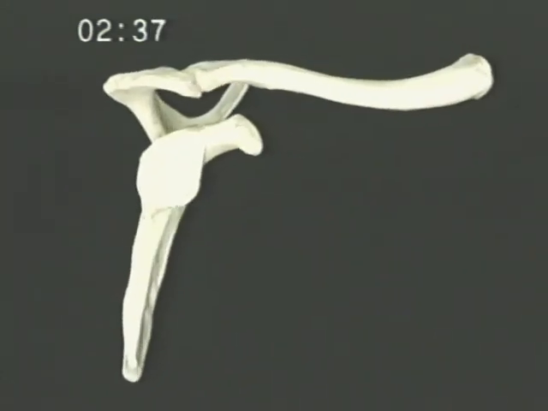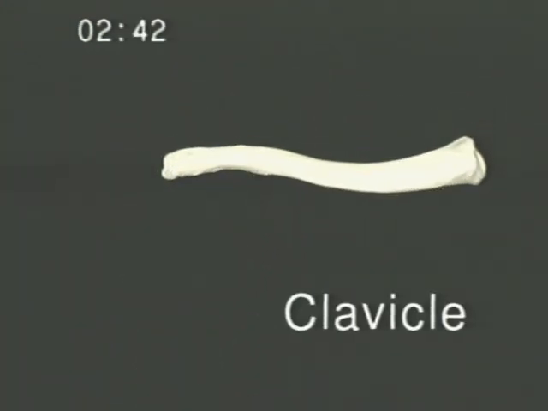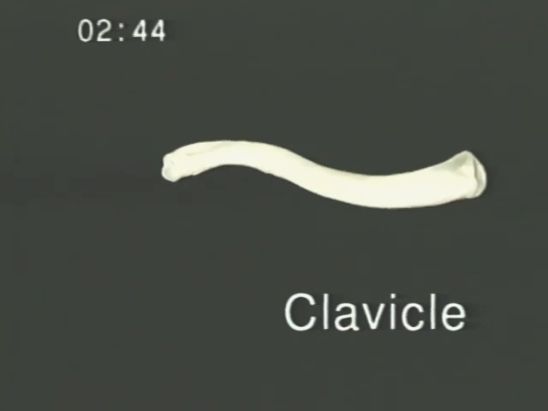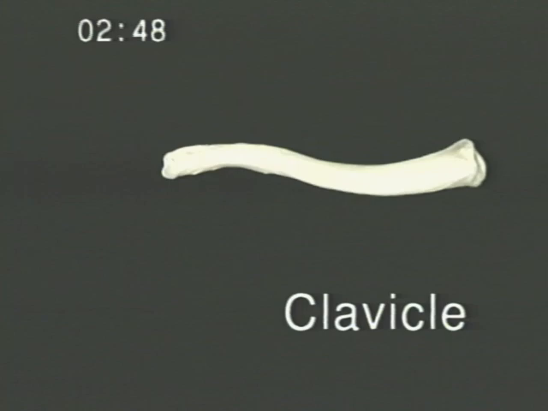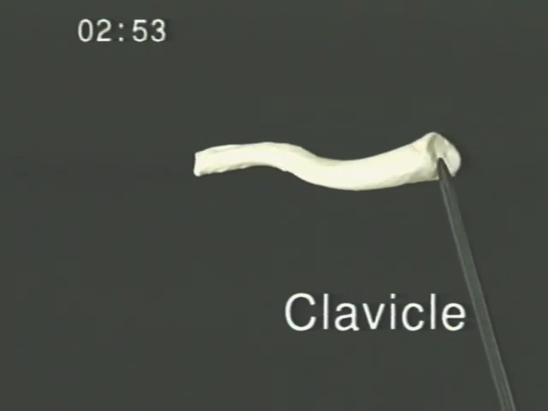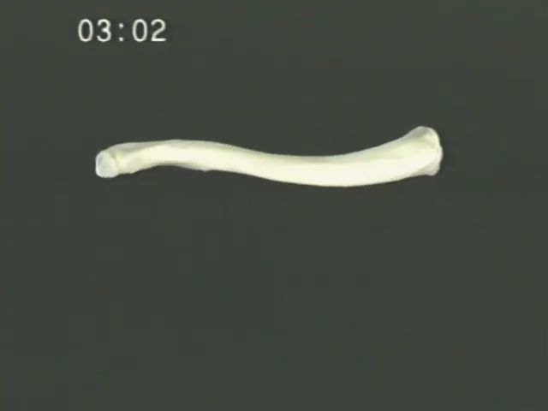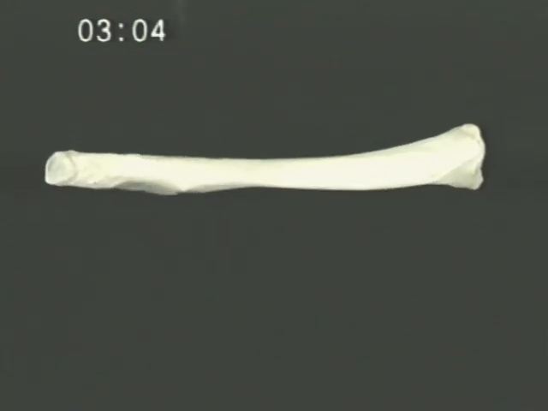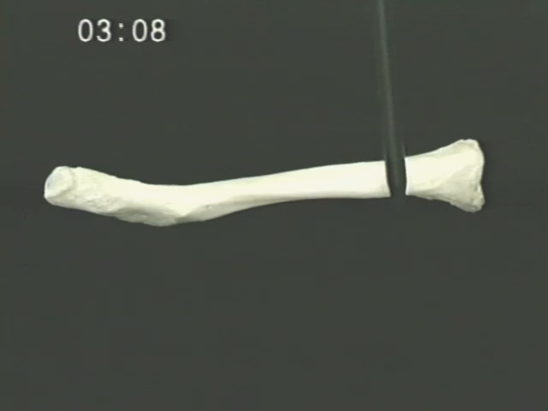Now let's look at the features of the clavicle and the scapula. The clavicle, or collarbone, is slightly S-shaped when seen from above, with a forward curve to its medial half. At its medial end, it has a large curved articular surface, and at its lateral end it has a small flat one, where it articulates with the scapula. On its underside, massive ligaments are attached, here laterally, and here medially.